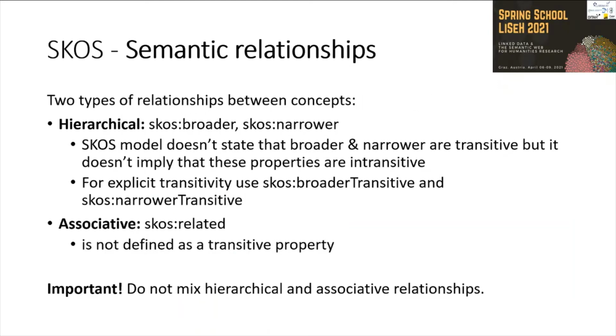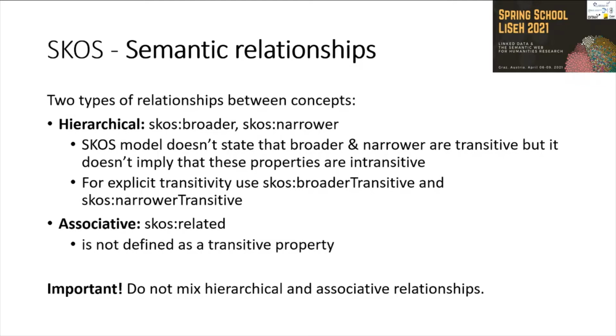SKOS provides two types of relationships between concepts that can be established in a vocabulary. The first type is the hierarchical relationship. This relationship can be expressed via the properties SKOS broader and SKOS narrower. The SKOS model doesn't state that broader and narrower are transitive, but it also doesn't imply that these properties are intransitive.